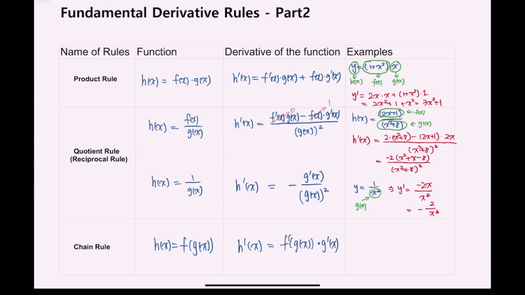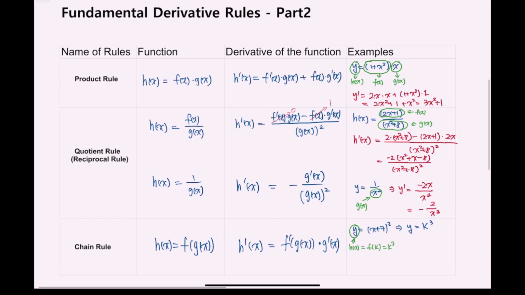Example could be when y is given to you as (x plus 7) cubed, and it may be a little confusing to see what are the f and g functions, so let's rewrite this as y equals k cubed function, where k is x plus 7, then the y is h(x) as usual, k is function of f, which is f(k), that is k cubed, where g(x), which is k, that is x plus 7.